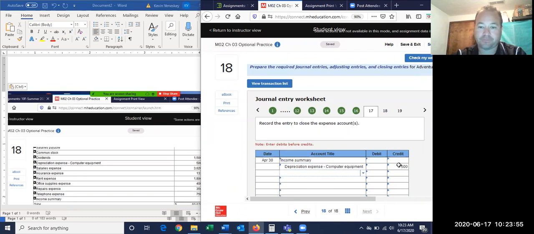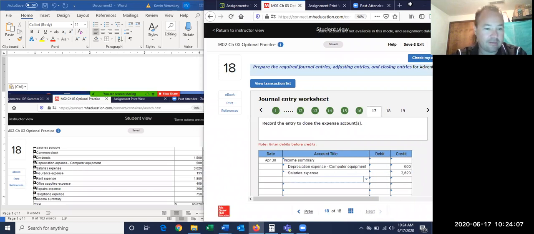And then we've got our salaries expense. And we credit that for the 3620, I believe that's what it is. Yep. Then we've got our insurance expense. 3. Rent expense for 1800.